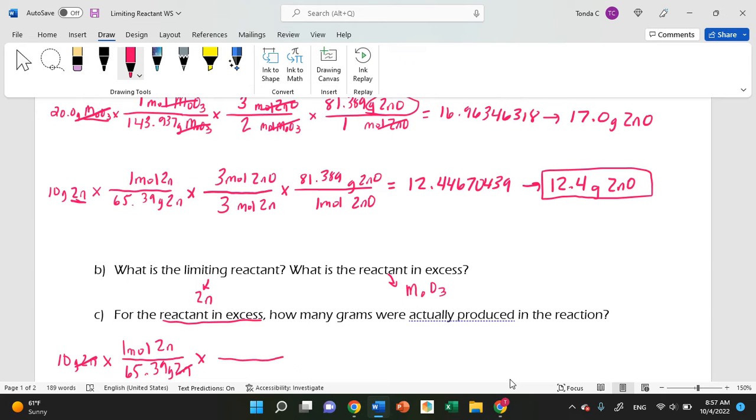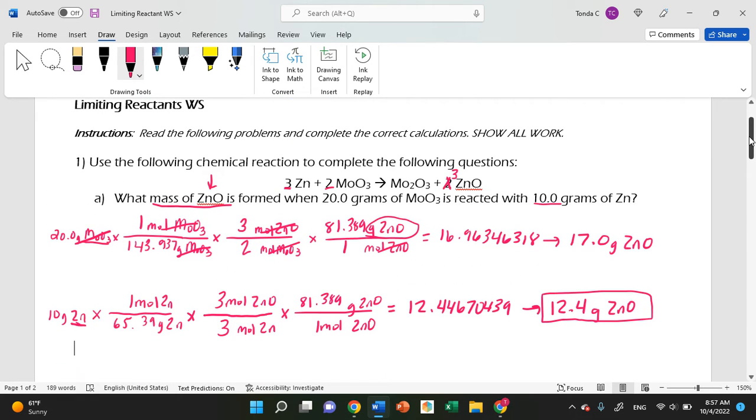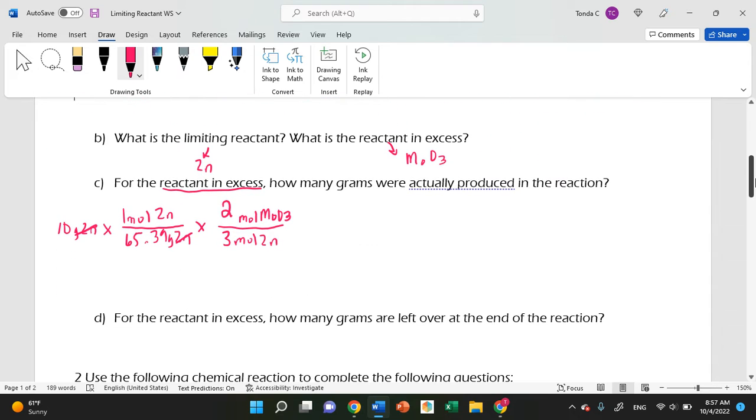Up above, we can see that we had 3 moles of Zn, but then I need to look at my reactant in excess, which was MoO3. And for moles of MoO3, we had 2. Again, you just have to check that with your balanced formula above. Notice MoO3 is a 2 and zinc was a 3. That's where we got those numbers. Then we've canceled out moles. We have moles of MoO3. We want to go to grams though.